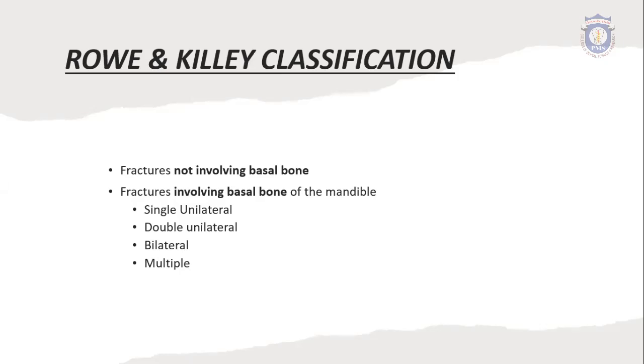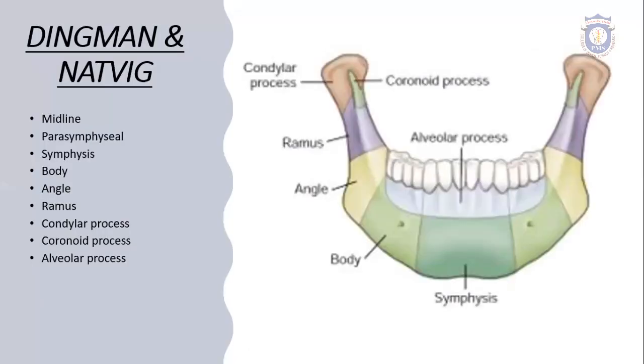The fractures involving the basal bone can be divided into single or unilateral, one fracture on one side, or double unilateral, two fractures seen on one side. Then he has classified bilateral fractures, both sides, left and right side of the mandible, or multiple fractures, left and right, where one, two or three fractures have occurred.